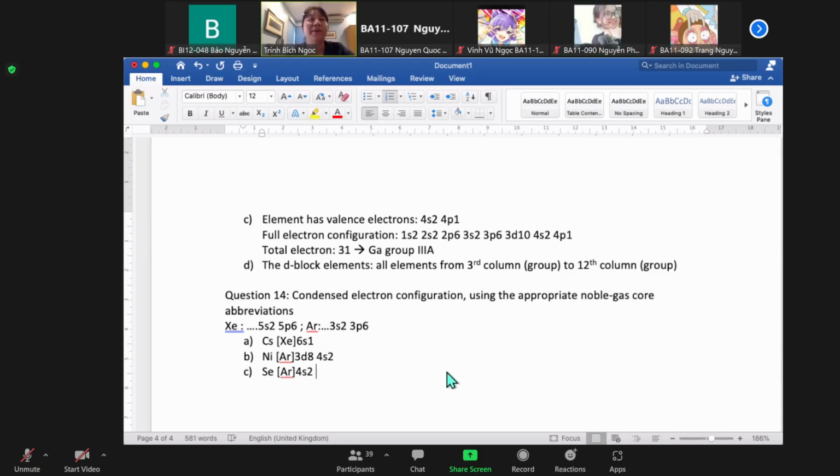4s2, 2 rồi ạ. 3d10. 10 12, còn 4 nữa ạ. 4p4. Okay. And then 3d10. Yeah. Okay, so this is the condensed electron configuration for selenium. So I will let you do it at home for cadmium, uranium, and lead.